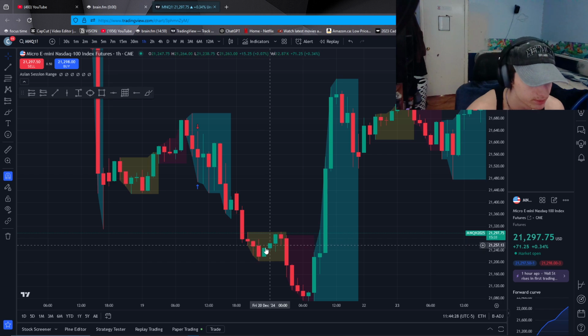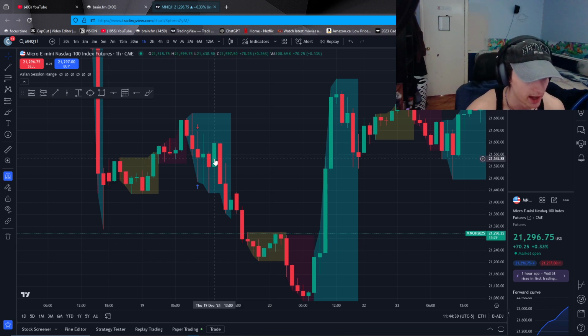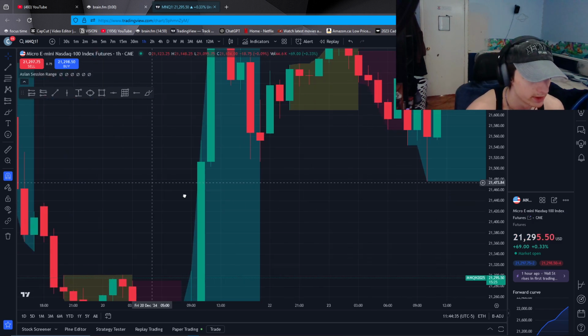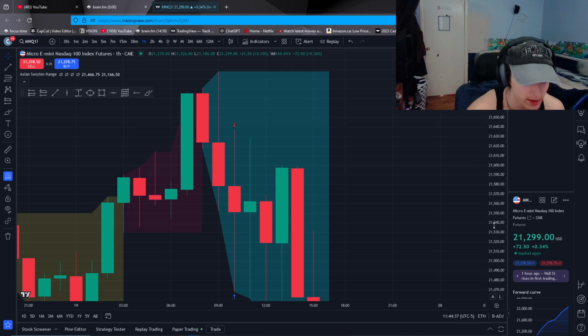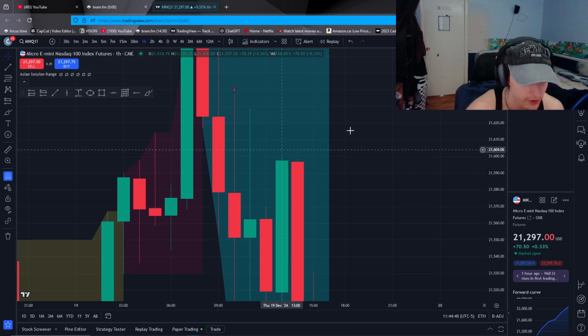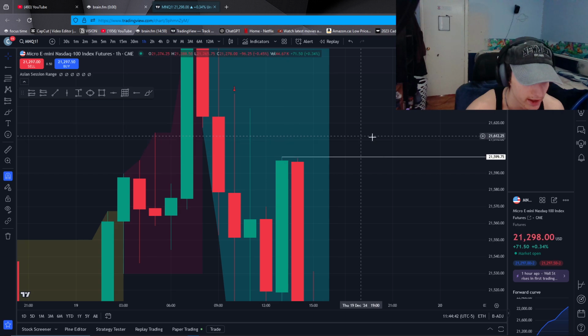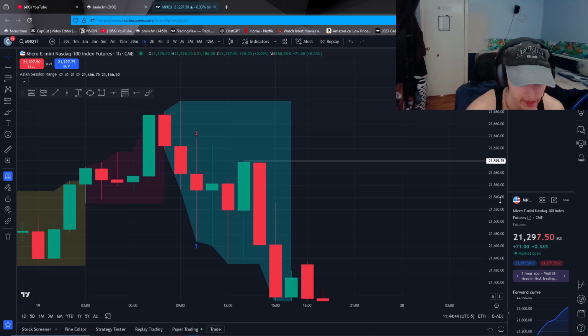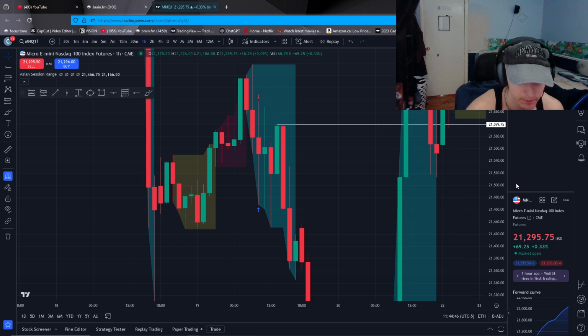So you can see right here we have a high, because we have an up candle and a down candle. If we really zoom in, it looks like the wicks. Actually, the green one is just higher. So that would be our high.